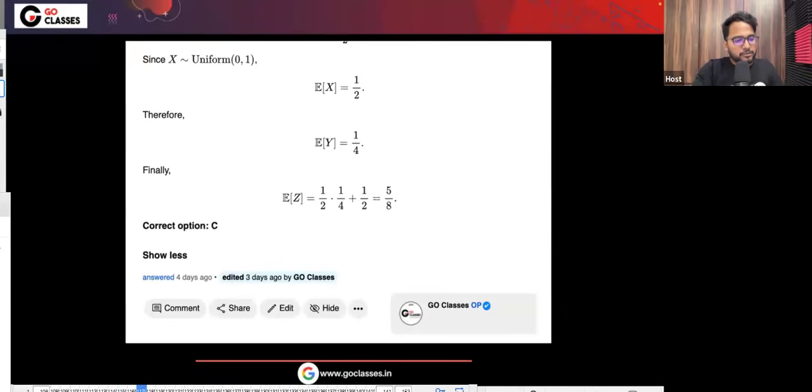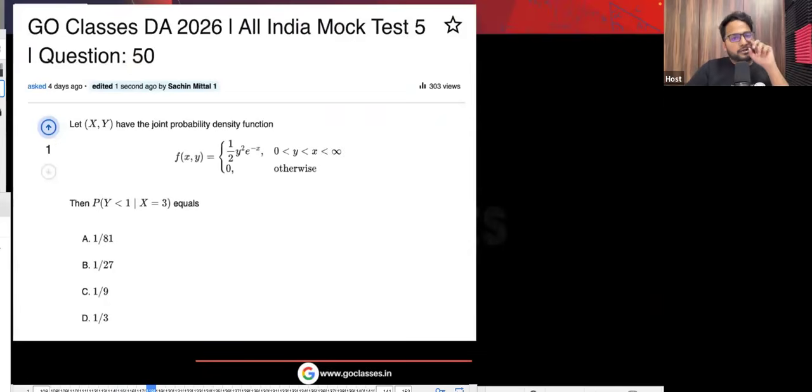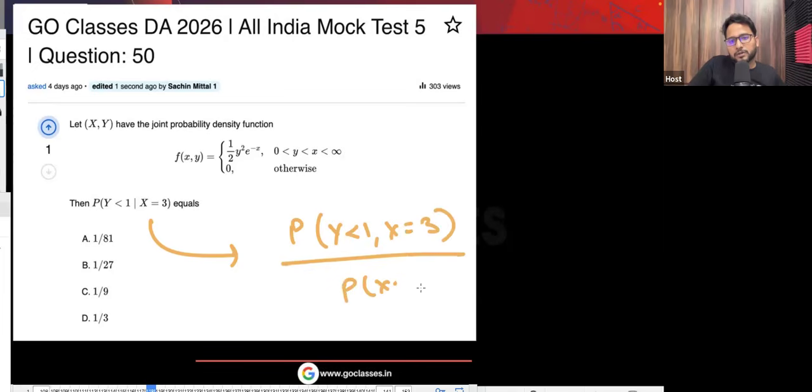Now let's solve the next question, which is this one. In this question, they're asking the probability of Y less than 1 given X equal to 3. So you can directly use the Bayes formula, which is the probability of Y less than 1, comma, X equal to 3, divided by the probability of X equal to 3. So the joint probability distribution is given to you, right?